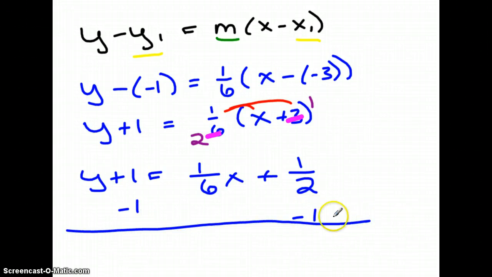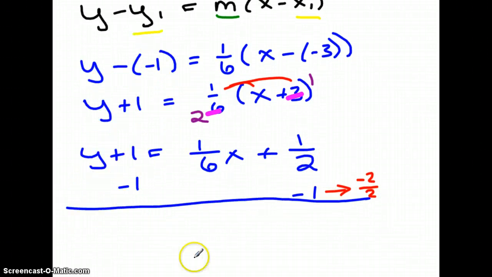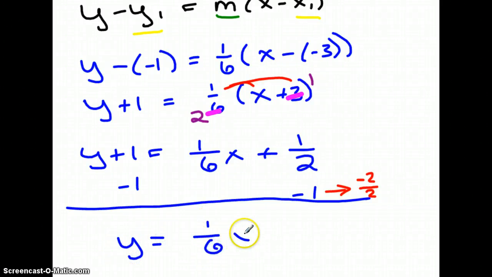I know that negative 1 is the same thing as subtracting 2 over 2, so we've got 1/2 minus 2 over 2, or negative 1/2. So y equals 1/6 x minus 1/2.